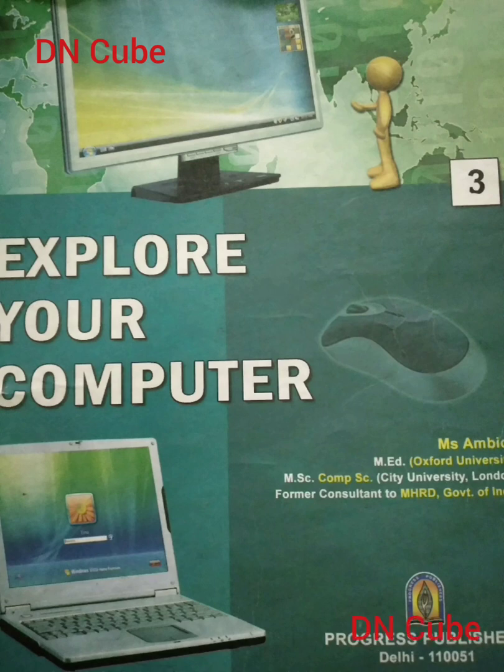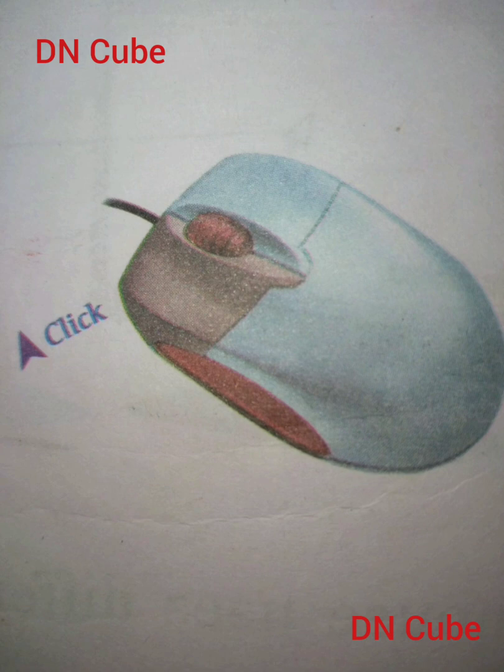Okay. As you know, we have started the 5th chapter, using the mouse, and we have discussed the mouse pad, mouse pointer, and types of mouse. Okay. Today we will discuss click, double click, right click, scroll, drag and drop.